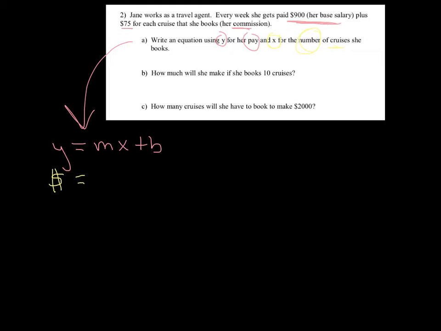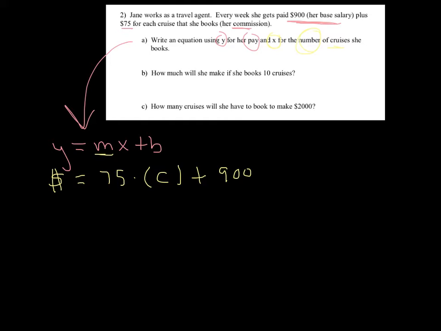So dollar sign equals, for the slope, that's the additional amount she's going to get for each cruise, or that constant addition piece. The thing that's changing isn't her base salary. The thing that's changing is how much she's getting paid depending on how many cruises she sells. So it's 75 times a cruise plus her base salary. So there's our equation. Now, how much will she make if she books 10 cruises?